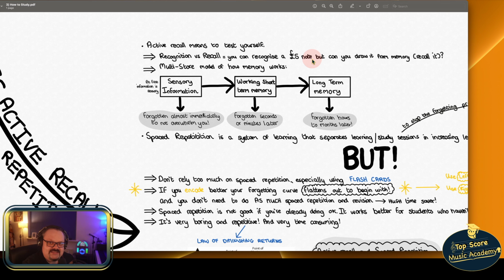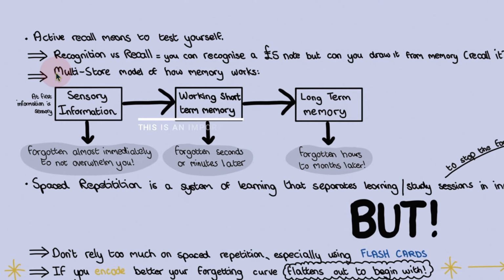They may recognize the correct answer, which could be handy in some circumstances. If you're doing a multiple choice test or something, you can recognize the answer when it's presented to you as a list of other possibilities. But that isn't what we're doing for our revision. What we're doing for our revision is being able to recall the information without any help at all. And of course, that's a lot more advanced and that's better. So let's look at the next point here.